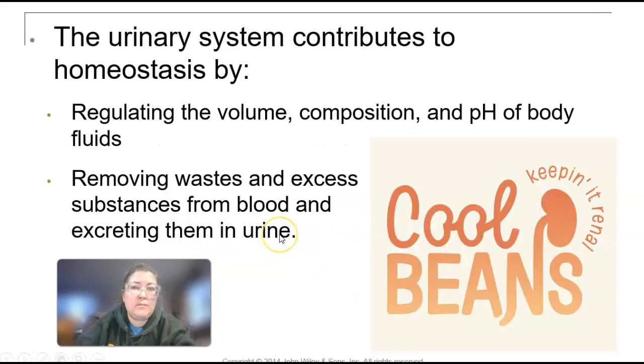So the urinary system has a couple important contributions to homeostasis. The first one is regulating your blood, and that includes the volume, the composition, and of course its pH. And the most obvious one is that it removes the water-soluble toxins and substances from the blood, most importantly urea, which is a byproduct of protein metabolism.